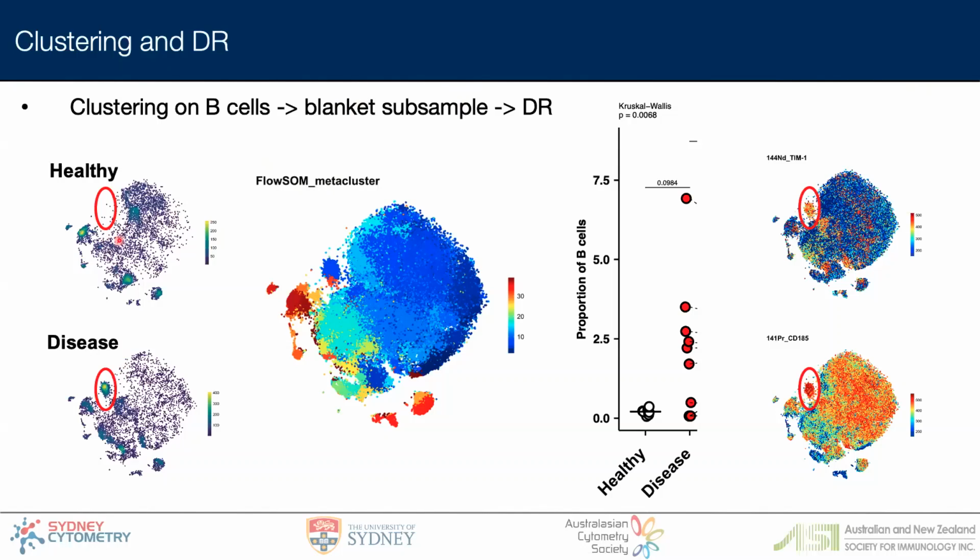One question: do you concatenate the healthy and disease conditions for clustering, blanket subsample, and dimensional reduction? Yeah, good question. So yes, I do concatenate all of the healthy and all of the disease. In this particular data set, I just know that the number of cells between the two groups is quite similar, so that's why I just went with a blanket subsample. But as we saw earlier with Tom's example, sometimes that may not be appropriate.